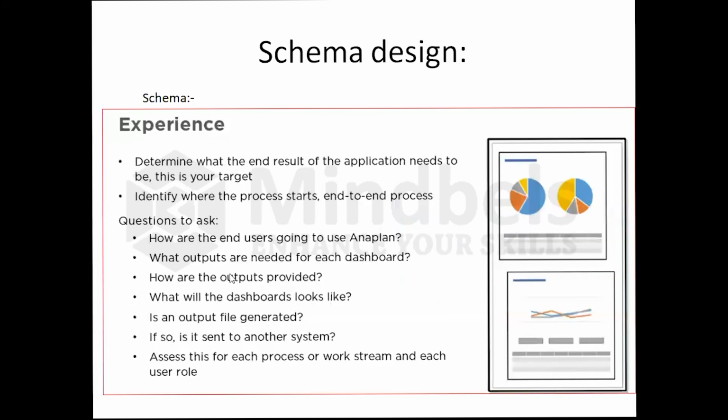Now determine what the end result of the application needs to be. This is your target. Identify where the process starts, the end to end process. That's what I explained currently. So what should be the end product or end user experience, that you need to identify first, right? Now, to decide what exactly they will be doing, these are the questions you can ask either the end user or yourself. You need to try to get the answers to these questions in order to understand properly what the end user UX page will look like.